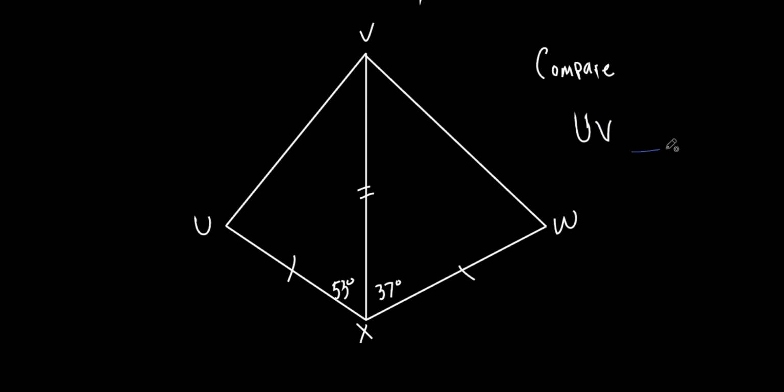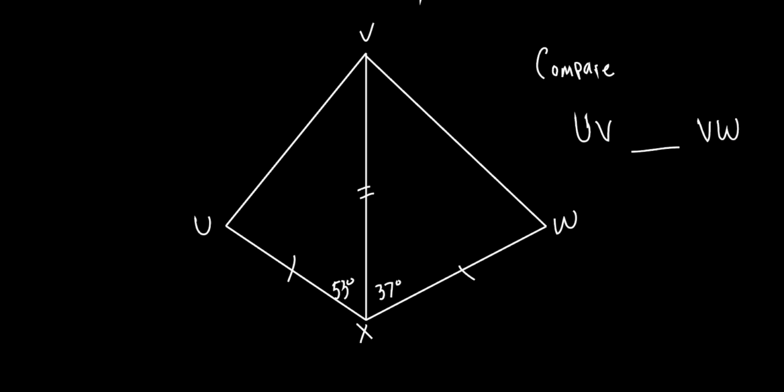All right, let's put some letters in here. This is V, U, W, X. They tell you that these two, well, they don't look equal, okay, I'll tell you right now, but that's okay. This probably makes things a little bit better. So they tell you this is 53 degrees right here, and they tell you this is 37 degrees right here. And what they want you to do is to compare these two sides. UV, that's a U, V, compare it to VW.